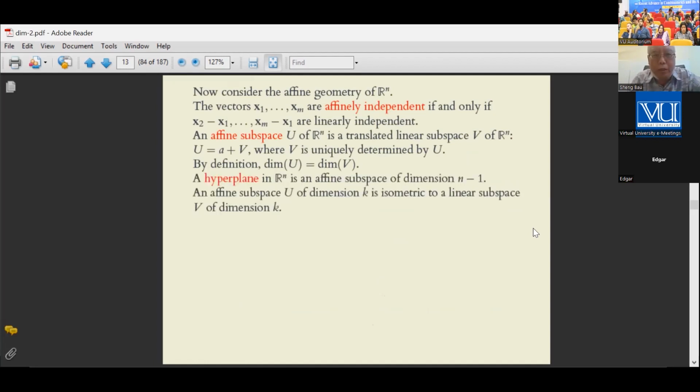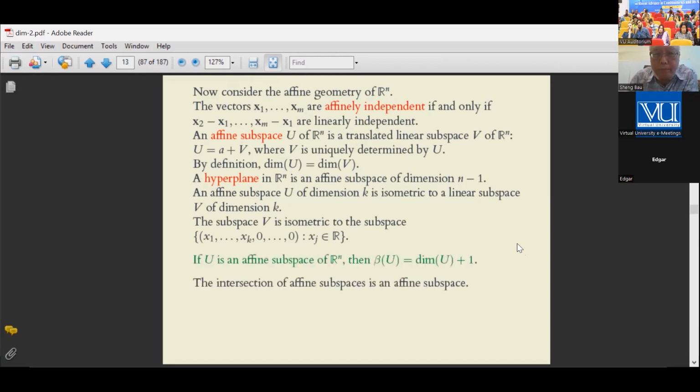We also studied the dimension, this metric dimension now, of affine subspaces of the Euclidean space. Therefore, we use affinely independent. This is a very good exercise in linear algebra: if these vectors are linearly independent, then those vectors are affinely independent. And for any affine subspace, the same thing is true.